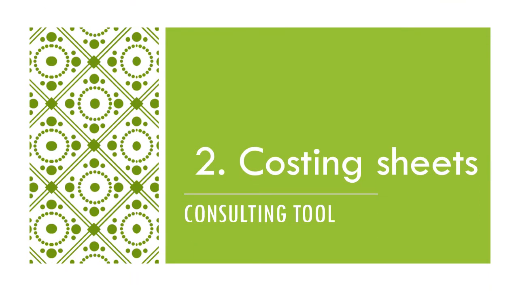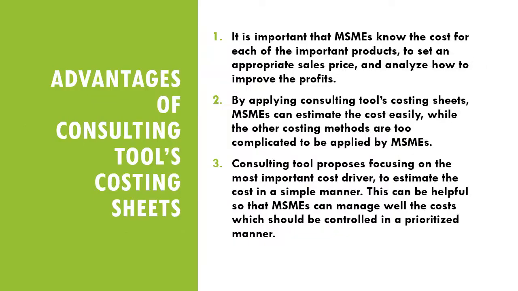The second topic is related to management accounting. It is recommendable to review the textbook for junior consultant candidates if necessary because it explains these topics. As already mentioned, the consulting tool includes some sheets for costing. This sheet has several advantages. First, the sheet can facilitate profit planning and appropriate sales price setting. Second, the sheet proposes simple methods that can be applied easily for costing.